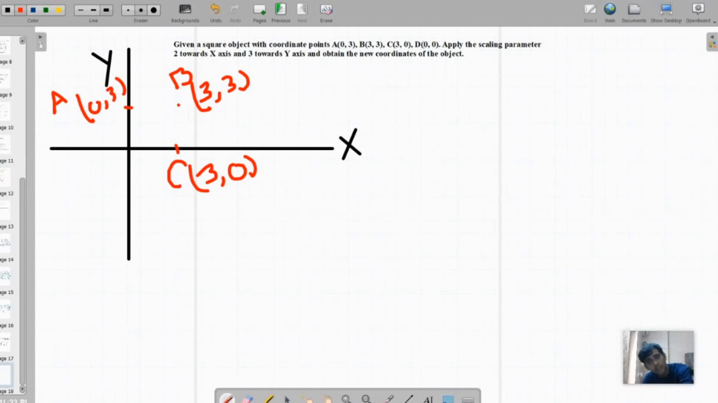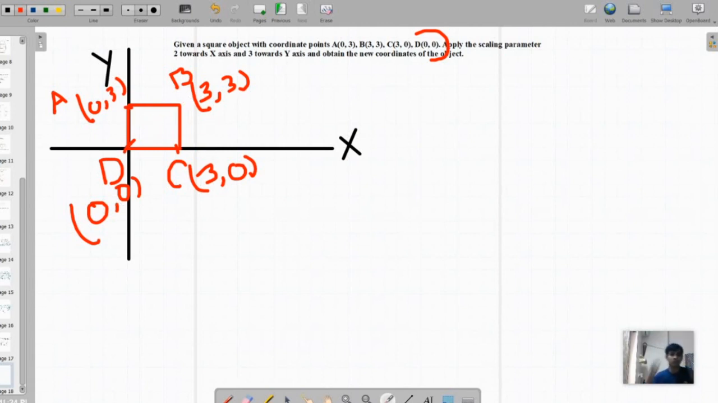And lastly, you have point D, which is at the origin. So its coordinate is eventually 0, 0. So this is our square, and our square looks something like this.